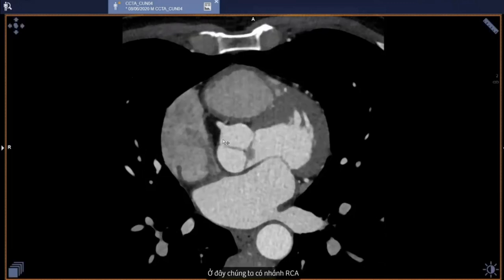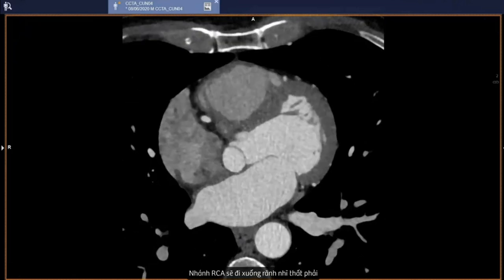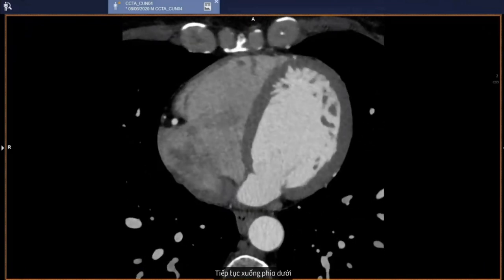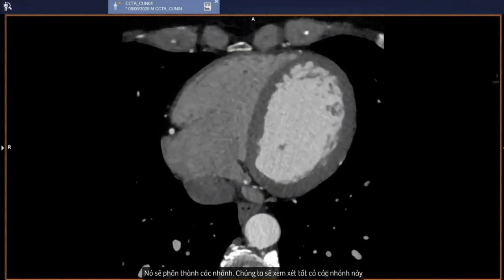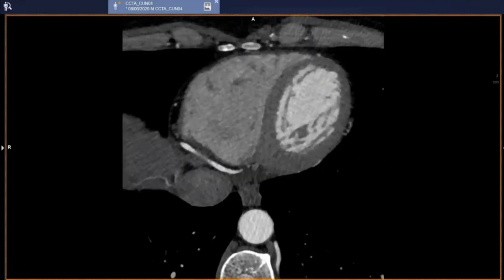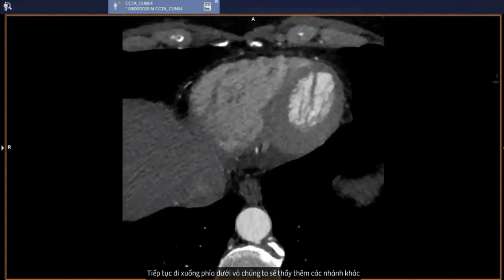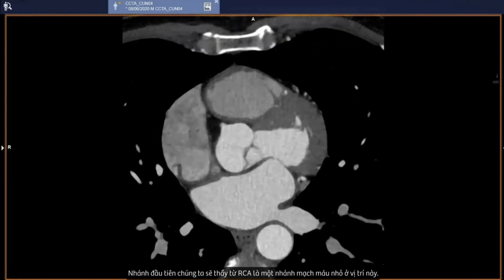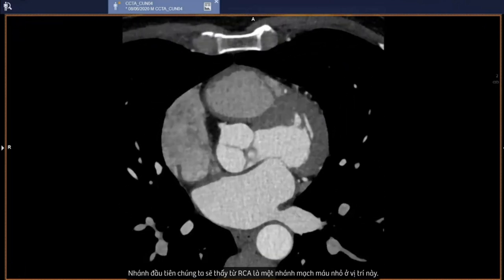You've got here the RCA. This is the right coronary sinus, the RCA coming down, right atrioventricular groove coming down, gives off branches. Now we will review all of these branches. And again coming down, and you will see branches down there. The first branch that we usually see from the RCA is this tiny little branch here.